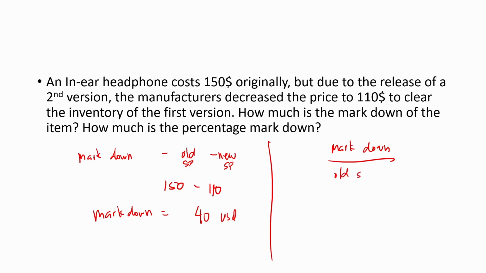And if you want to get the percent markdown, it's markdown over old selling price times 100. So 40 over 150 times 100. It's 26.67% markdown.